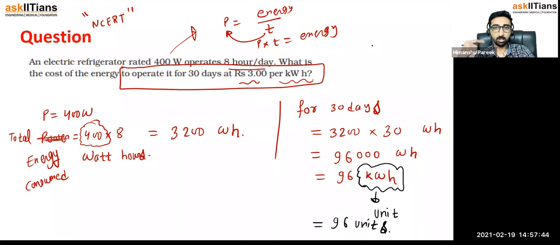At the rate of 3 rupees per kWh. So for 30 days, total energy which we have consumed is 96 units. So for per unit, the charge is 3 rupees. So for 96 units, 3 multiplied by 96. And that is how much? Is it 291 rupees? Just check my calculations. No, I think it's wrong. Yeah, it's 288 rupees.